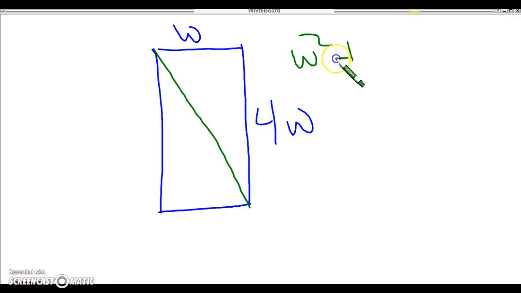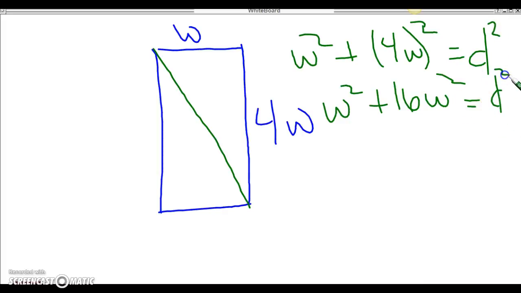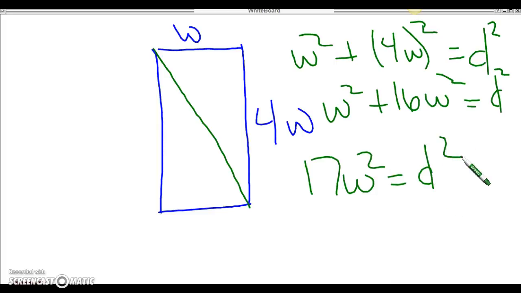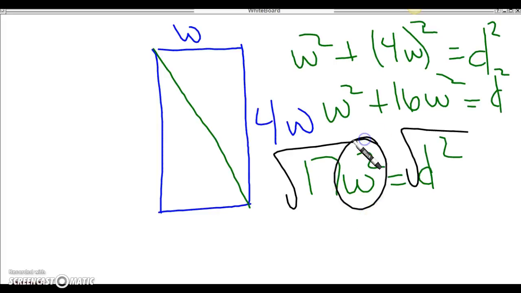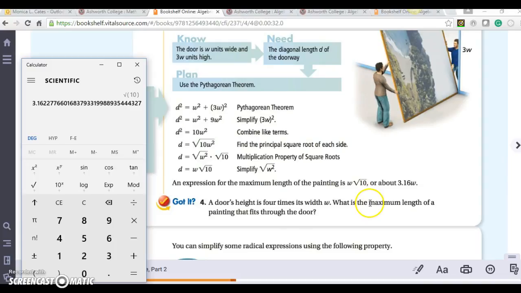So I get w squared plus 4w squared, and we'll call it d like they did this time. So we get w squared plus 16w squared equals d squared. And so I get 17w squared equals d squared. And so I take the square root of both sides, and I can take the square root here, so it's going to be w square root 17 equals d. I hope this helps.